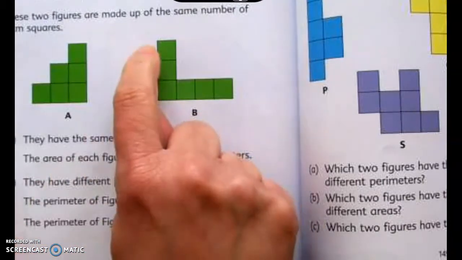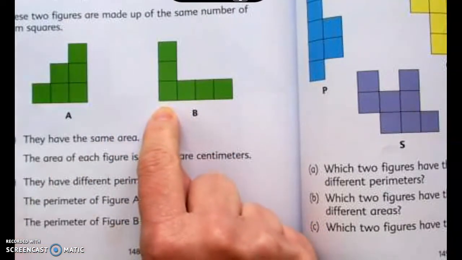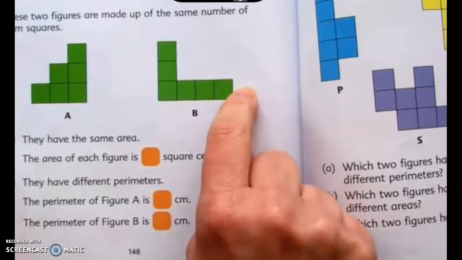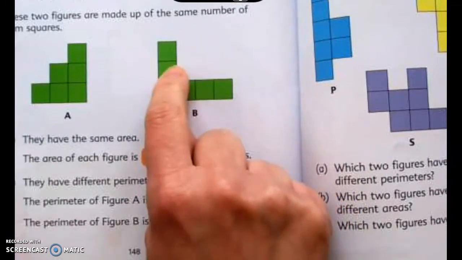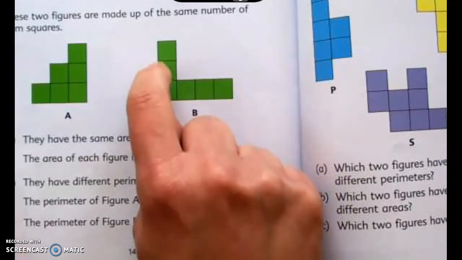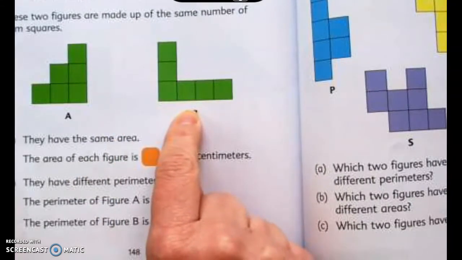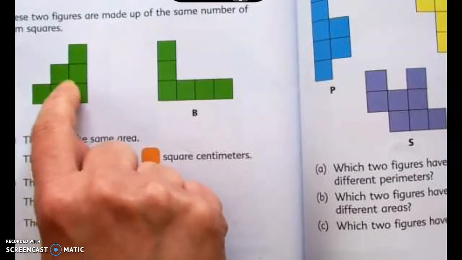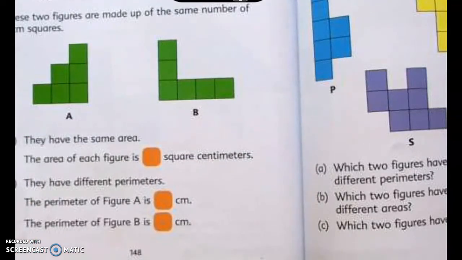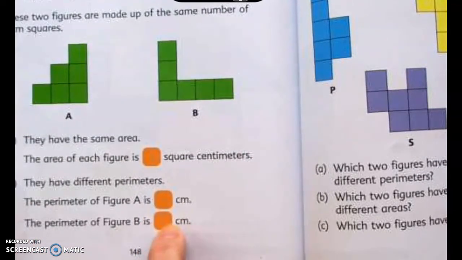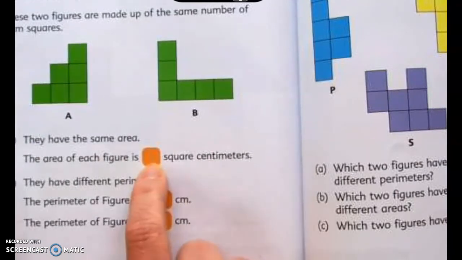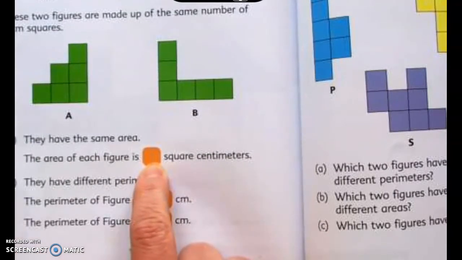Okay, let's try this one. We're going to start at the bottom again and work our way around. 1, 2, 3, 4, 5, 6, 7, 8, 9, 10, 11, 12, 13, 14. This has a bigger perimeter, doesn't it? If you notice, these ones are connected, so it kind of saves on the perimeter. So we've got 12 centimeters and 14 centimeters, and the area was 6 square centimeters. Remember, area is the square centimeters.